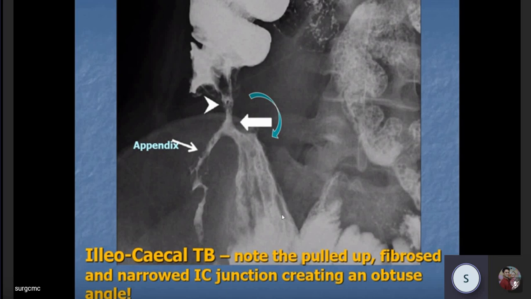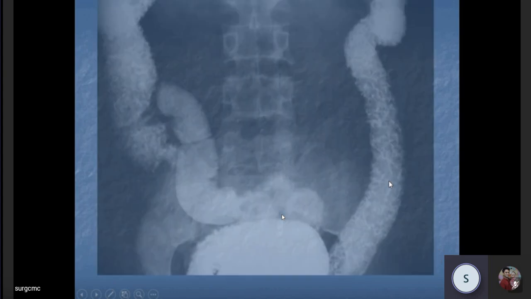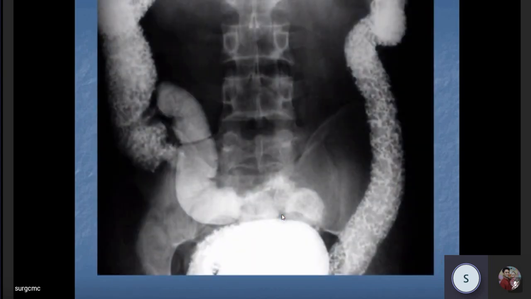So ileocecal tuberculosis is still very much prevalent in our country. If you get a barium film like this, it is not exactly an apple core lesion, this is the ileocecal junction. The cecum is pulled up, with widening of the angle, and this is the appendix, which is distorted.